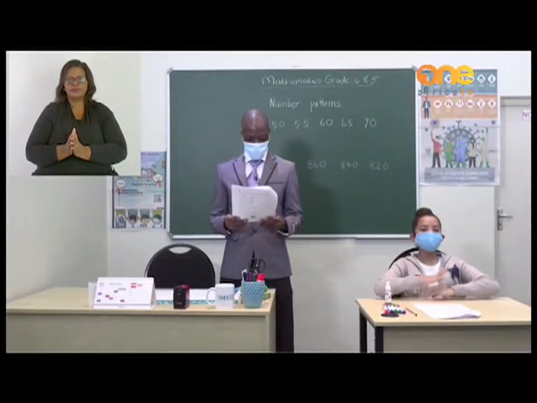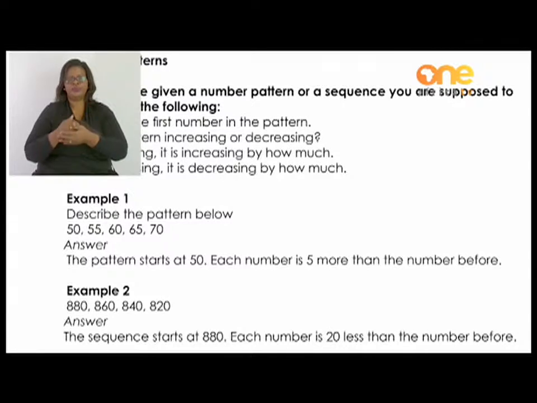Let us go to page 13 at the bottom. It's written number patterns. When you are given a number pattern or a sequence, you are supposed to take note of the following. The first one, you are supposed to identify the first term, or the number which is written first. Then you are supposed to study the pattern to see whether it is increasing or decreasing. If it is increasing, you are supposed to take note of the number by which it is increasing. The same applies when it is decreasing. You are supposed to see it is decreasing by how much.